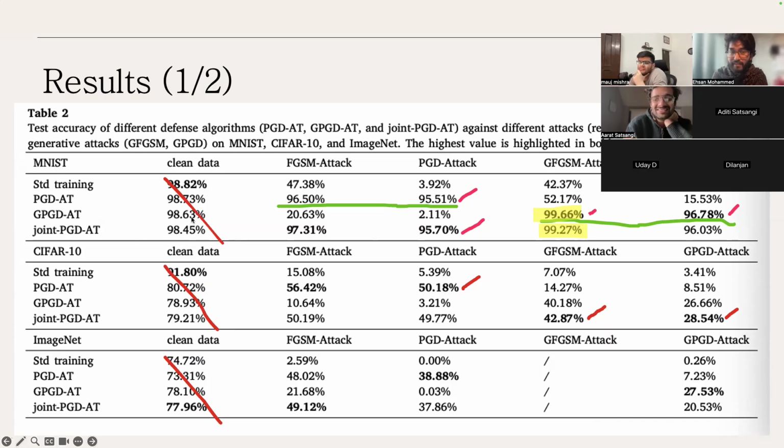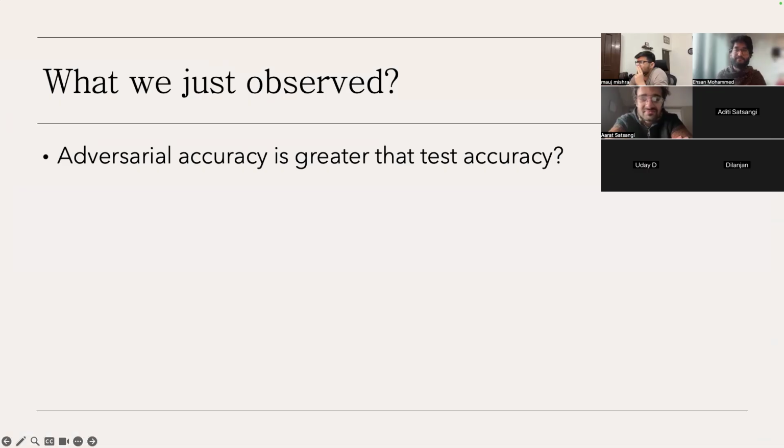Whereas with the FGSM attack, you are actually getting 98.63 versus 99.66 and 98.45, 99.27. That is an absurd artifact of adversarial training in some cases. It means adversarial training has worked so well that it has actually improved the test accuracy.